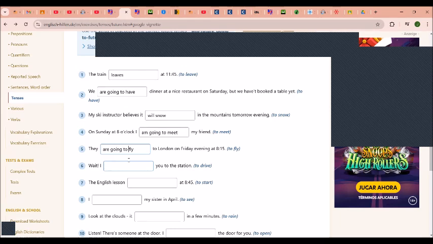So the better thing to use here is they are going to, and you talk only about their plans. All right, again. Liz? They are going to fly to London on Friday evening at 8:15. Fly. To fly. All right, that means they're going to go on a plane and the plane will take them to their destination. All right, Dalia, number 6.